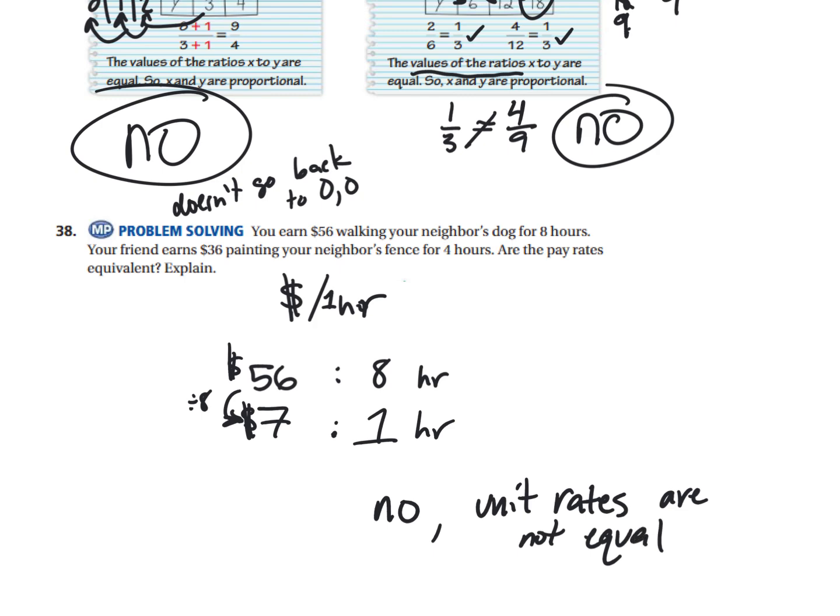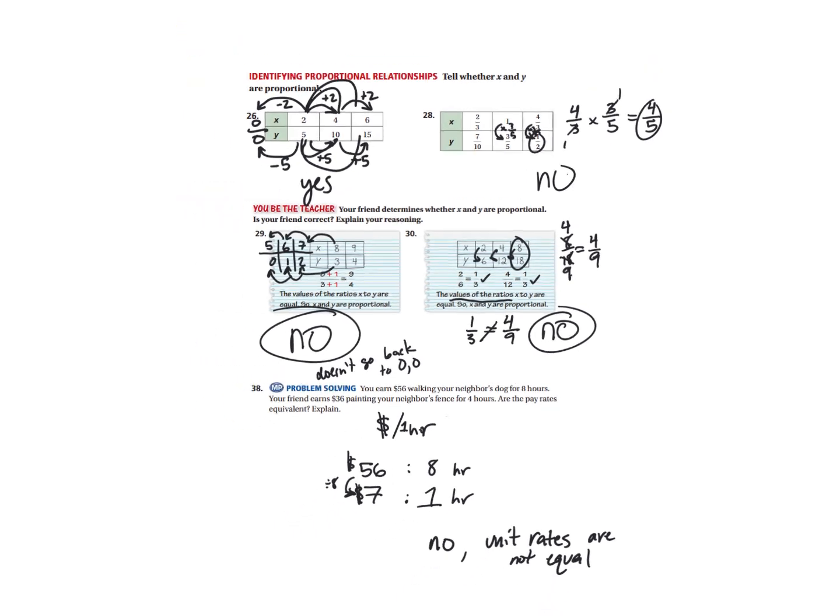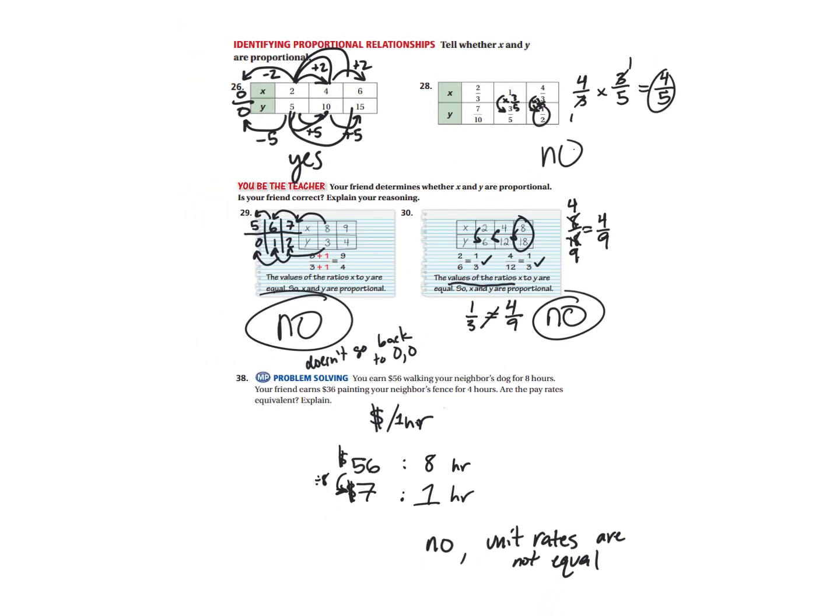Clearly, if your friend worked 8 hours, they would have made more money than you did in 8 hours. All right, there's our homework help video. Be sure to check it over, make sure yours match up, and again, be careful about all the different ways that we can check for things to be proportional.